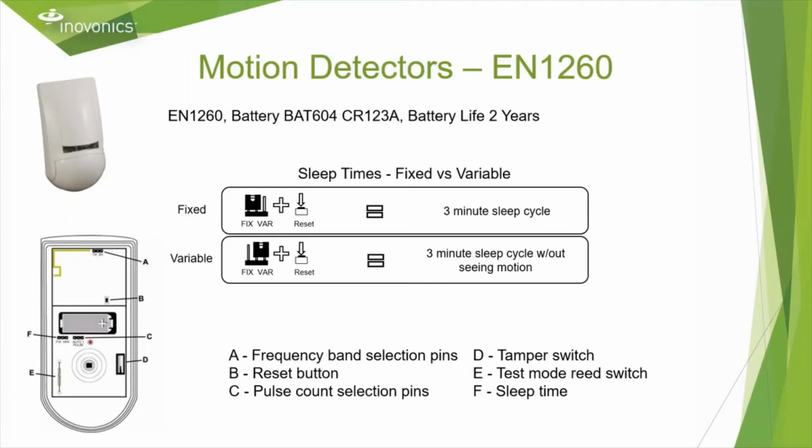The EN1260 is our standard wall mount motion detector. It uses a CR123A battery with a 2-year battery life. This versatile motion detector has the ability to adjust between a fixed and variable sleep time to help conserve battery life in high traffic environments.